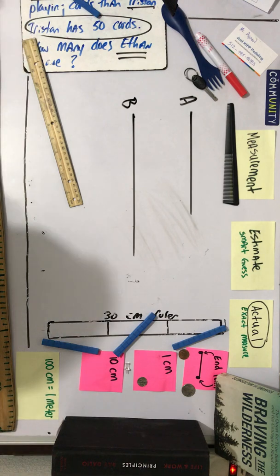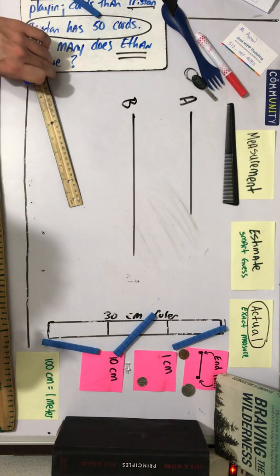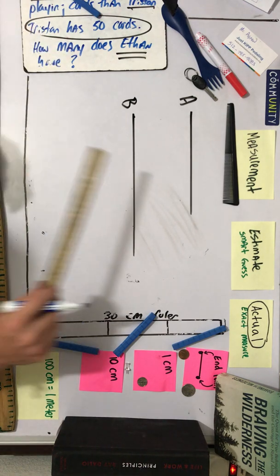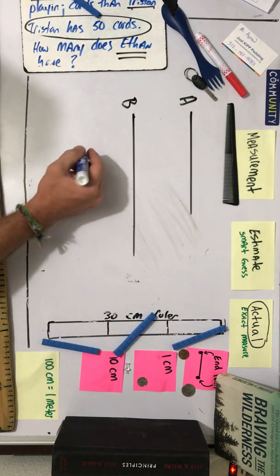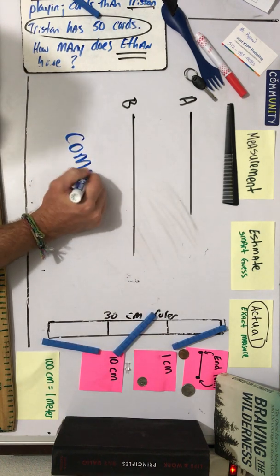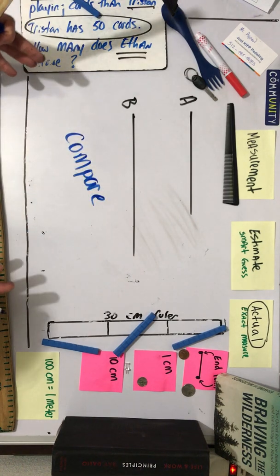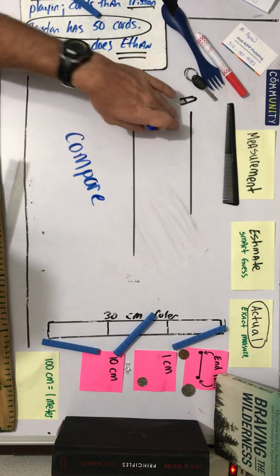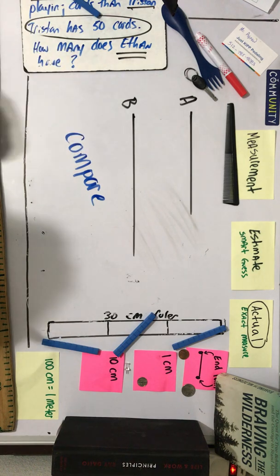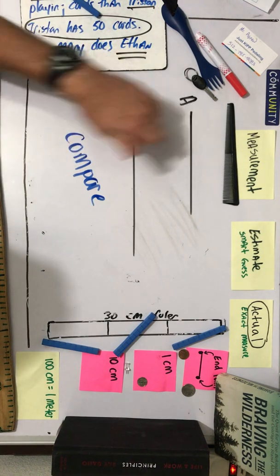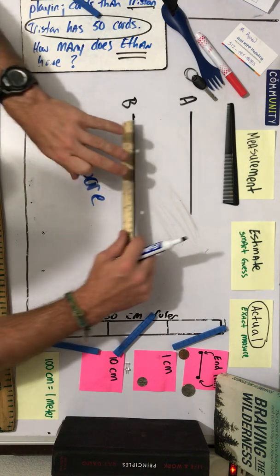Now switch to blue so you can see it a little bit easier. Line A. We're going to compare these two lines. Is A longer? Is B longer? We know that A is shorter than B. We know that B is longer than A. Let's measure them out. Let's figure it out.